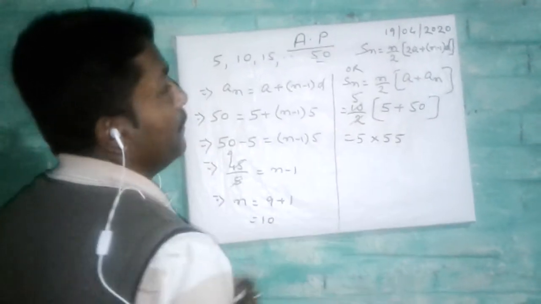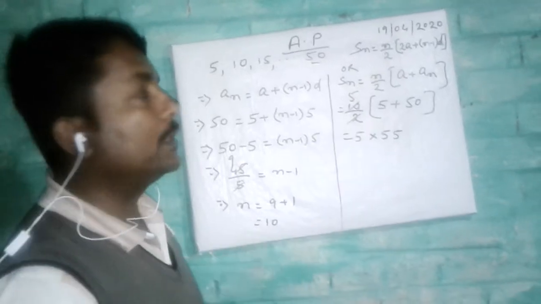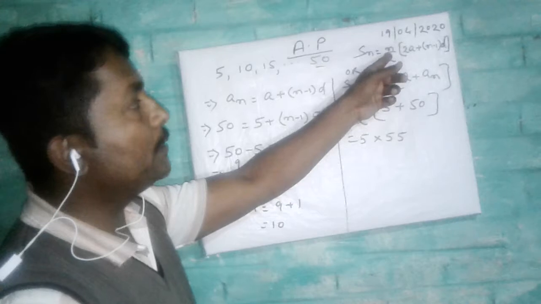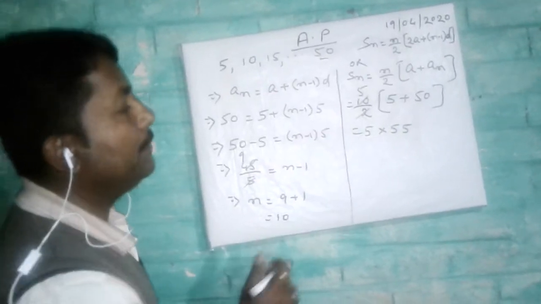So such type of questions are important. If you multiply, you will get the value of Sn. That is how we can find the sum. If I use the other formula also, then I will get the same result.